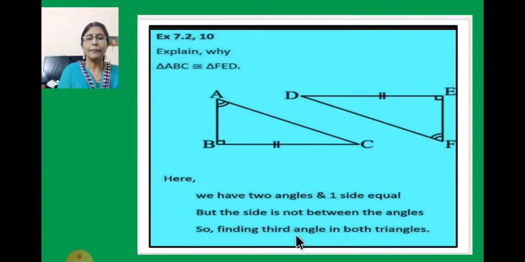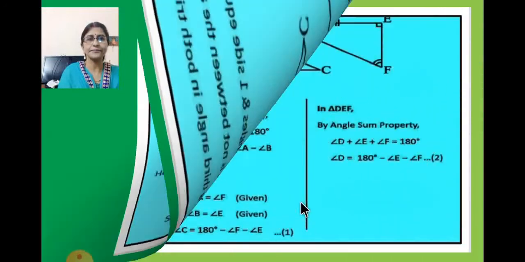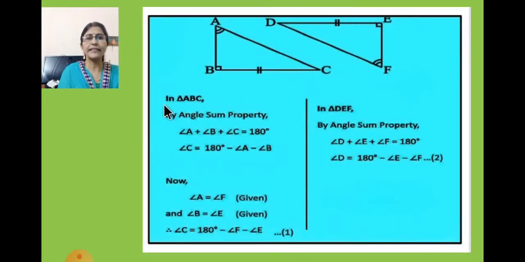So we have to find out the third angle of both the triangles. So we need to find out one angle here and one angle here. Then only we can prove that these two triangles are congruent by ASA congruence rule. So let us see how to find that. First we will take this triangle ABC, by angle sum property. We have learned in triangles and their properties the angle sum property, and you know it.